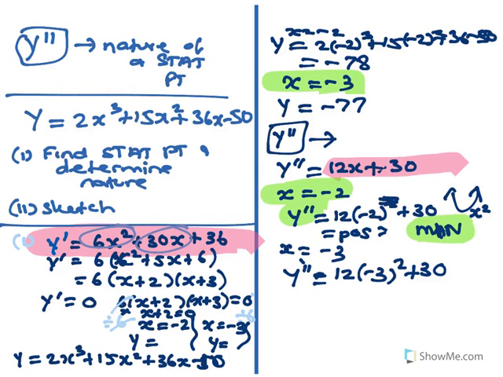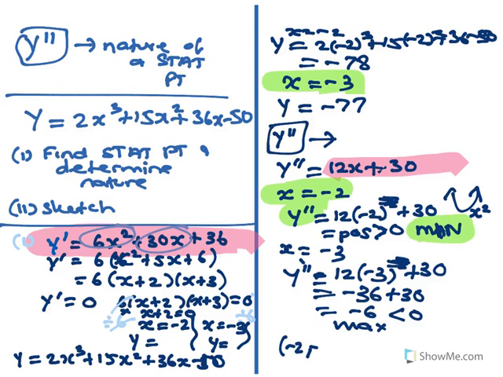So when you put that in, that would have been minus 24 plus 30, which is still greater than 0, so it's a minimum. When you put minus 3 in, that will be minus 36 plus 30, which is minus 6, which is less than 0. So that's a maximum. So that means that at minus 2, minus 78, it is a minimum. And at minus 3, minus 77, it is a maximum. So we've now determined the nature of the stationary point.